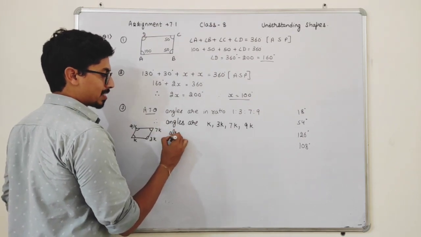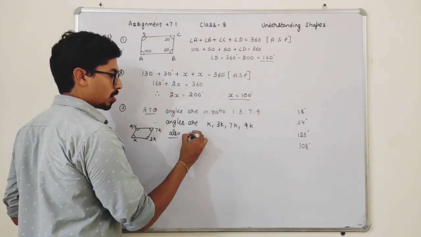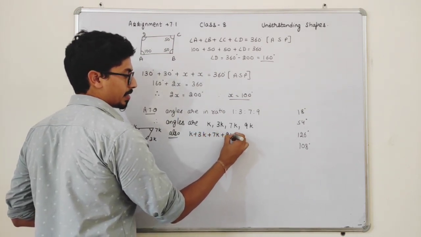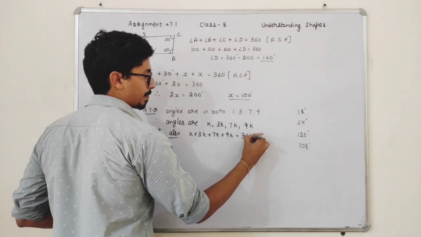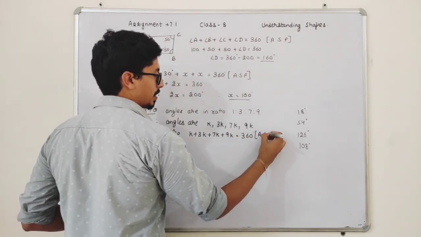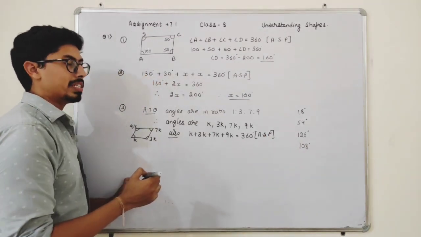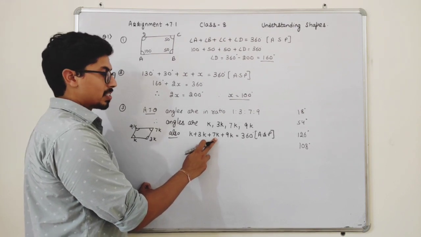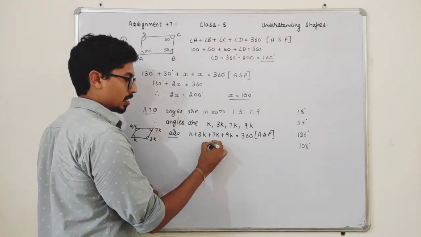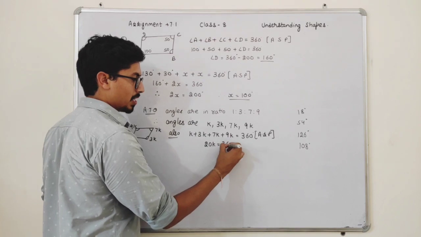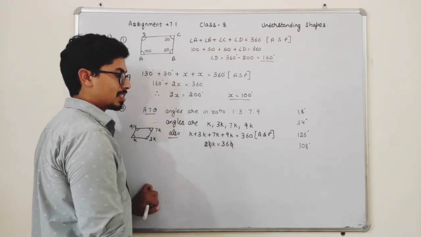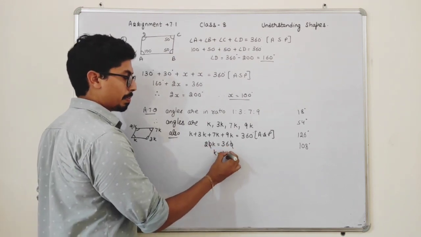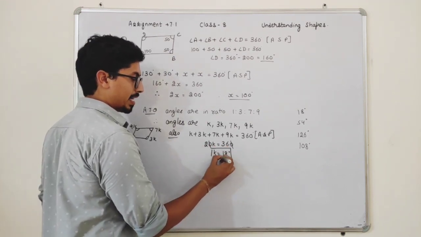Also, we know that the sum of these four will be 360 degrees. The reason is the same, the angle sum property. Now 9 plus 7 is 16, and 16 plus 4 is 20. So 20k is equal to 360 degrees. The 0 cancels out with this 0. k will be 36 divided by 2, that is 18. So k will be 18 degrees.